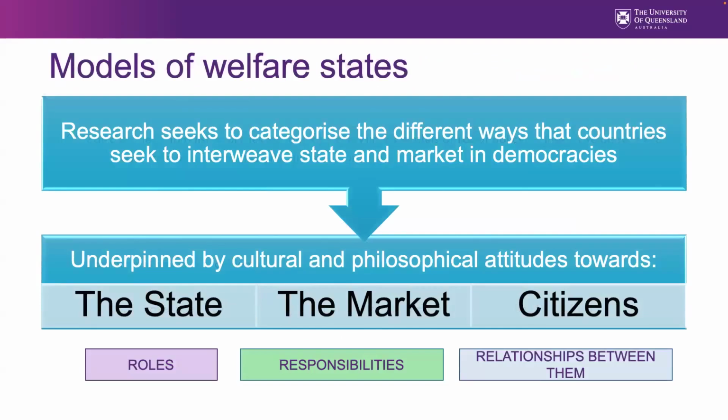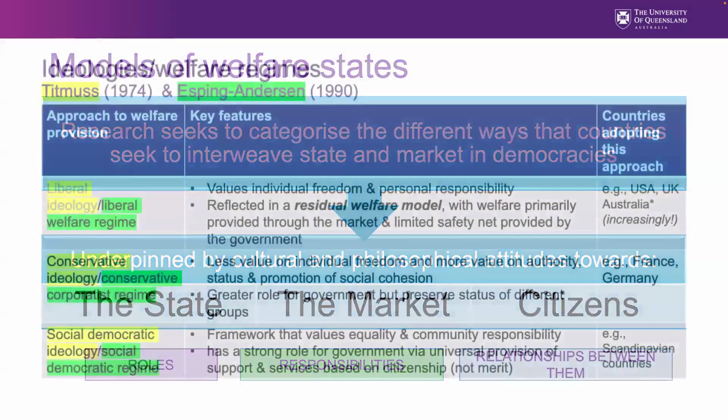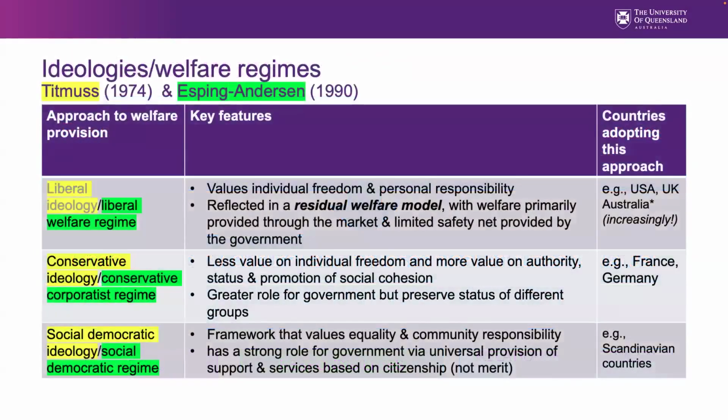But the key debate remains this question of responsibility and the role of the state, the market, and the citizens in delivering social welfare. In the next few recordings, we shall be mostly considering the key approaches to welfare which were developed by Titmuss and Esping-Andersen. These include the liberal, the conservative, and the social democratic ideologies. We shall have more details on these and what they mean in different parts of the world where they are practiced.